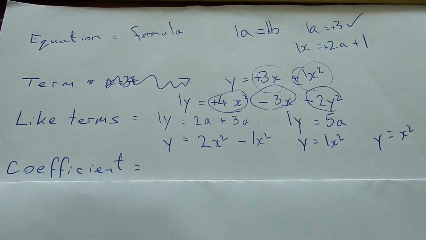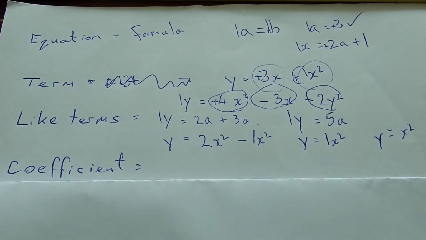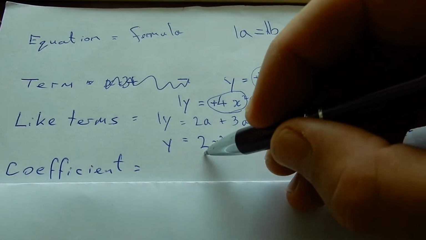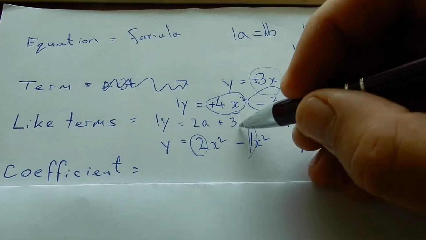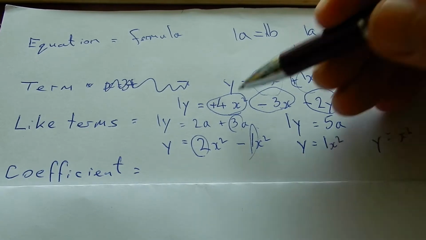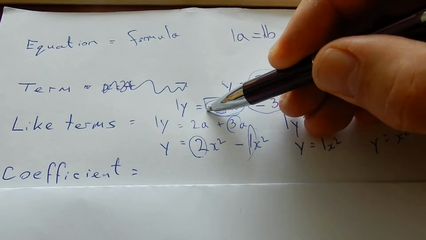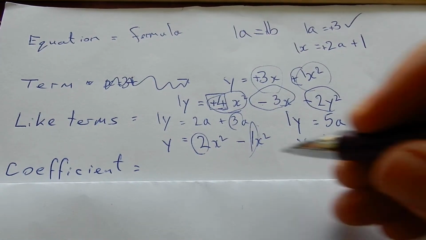Coefficient. The coefficient is the number in front of the x or the a. That's the coefficient 2. That's the coefficient 1. There's a coefficient of 3. What's this coefficient? Yes, it's plus 4.